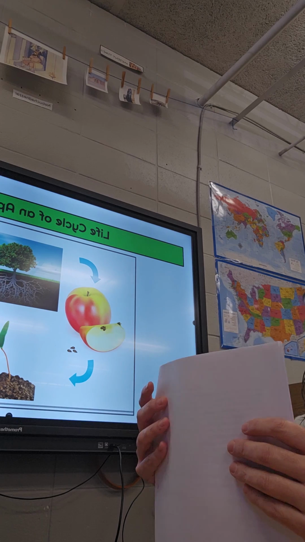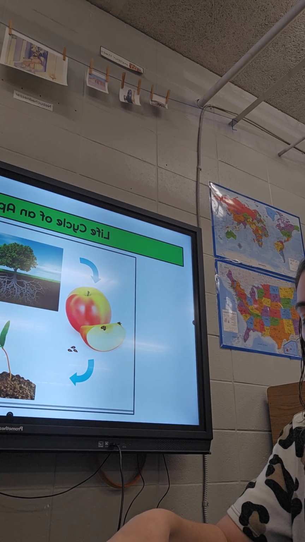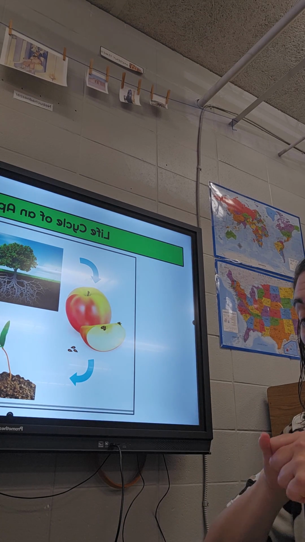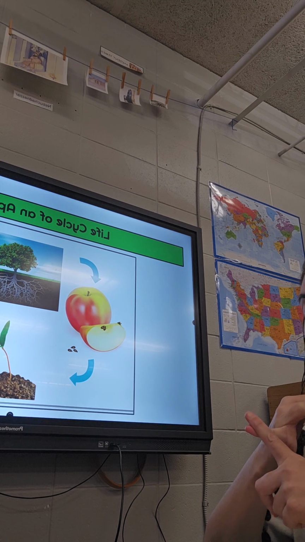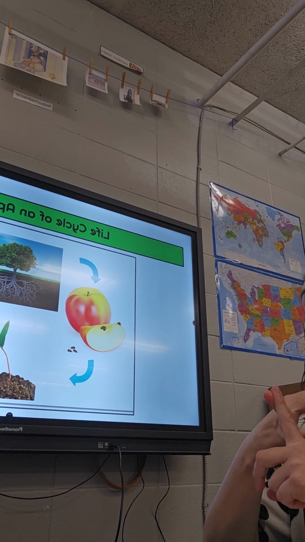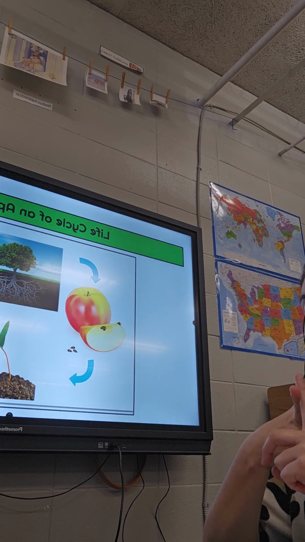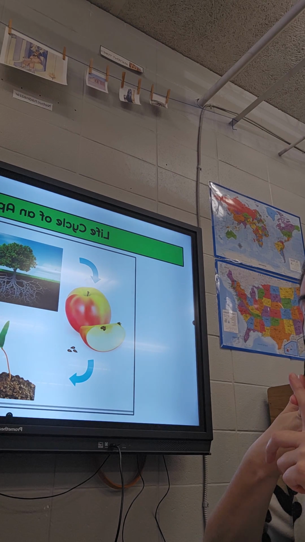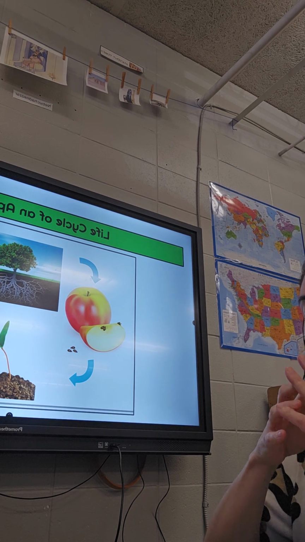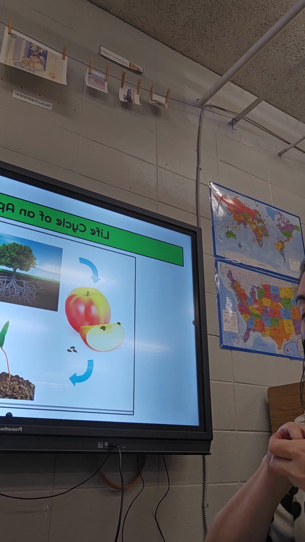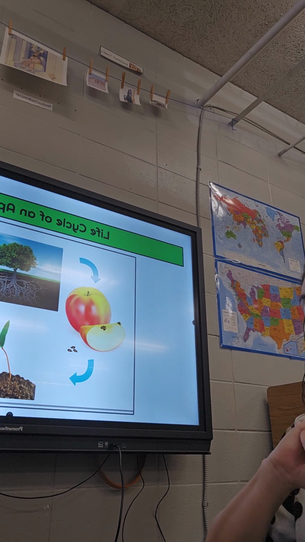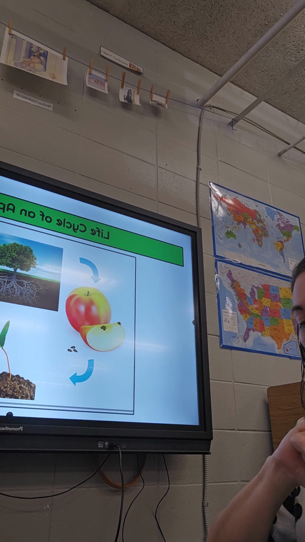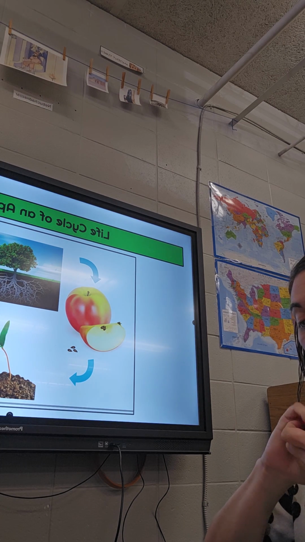What are the stages of a tree's life cycle? It starts as a seed. Germination. Sapling. And an adult. All right. With what does a tree's life cycle begin? It begins as a seed. Good job.